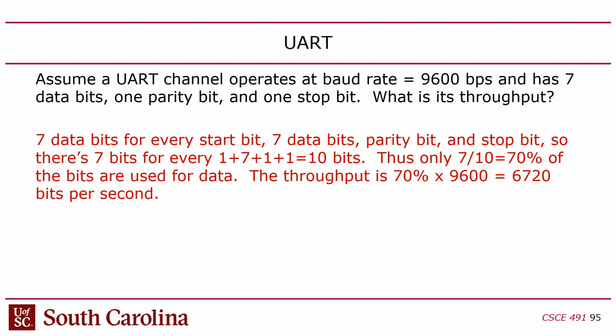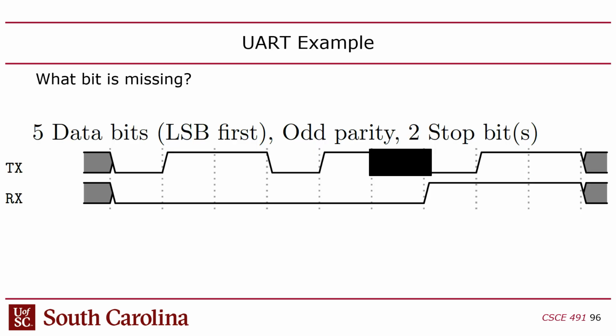So your throughput is only 6,720 bits per second of data on a channel that's giving you 9,600 bits per second. That's why they call it baud instead of throughput, because baud refers to the raw throughput that includes all the extra bits you have to include in there that aren't data.